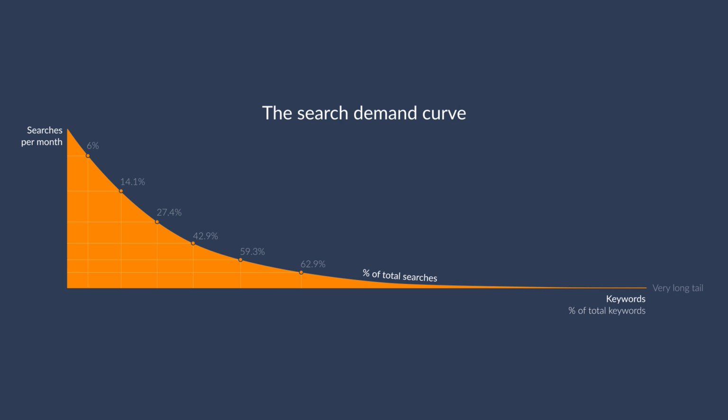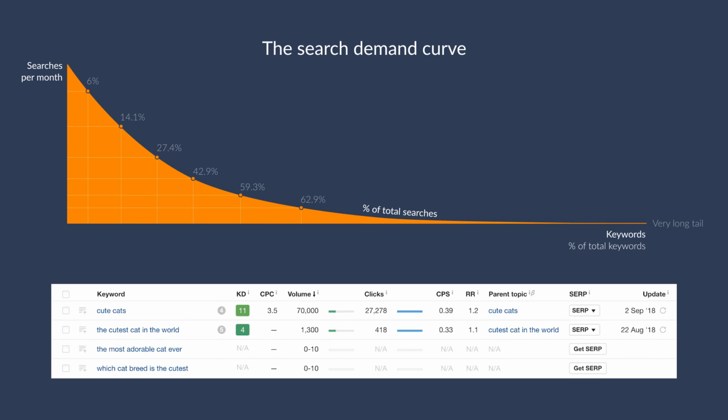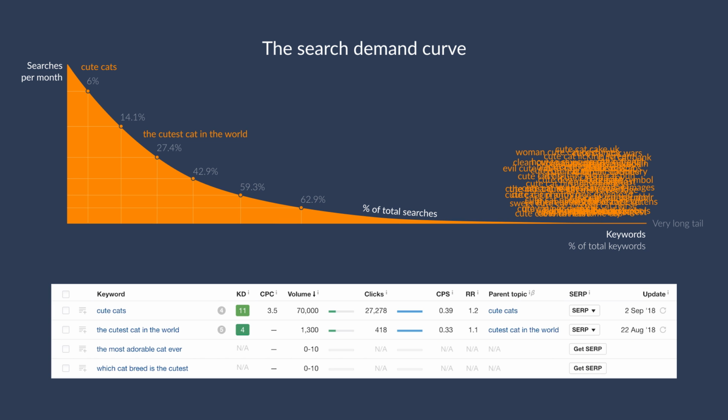For example, if you look at the topic of cute cats and a few long tail variations in Ahrefs Keywords Explorer, the first keyword would be at the head of the curve because of its popularity. The cutest cat in the world would be a long tail keyword somewhere further down, and the other two phrases would be at the end of the tail, since they're unpopular ways to search for the topic, but there are numerous variations that would likely add up to a massive cumulative search volume.